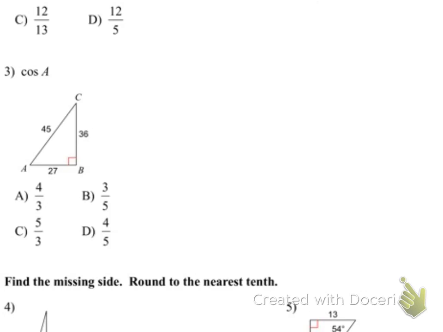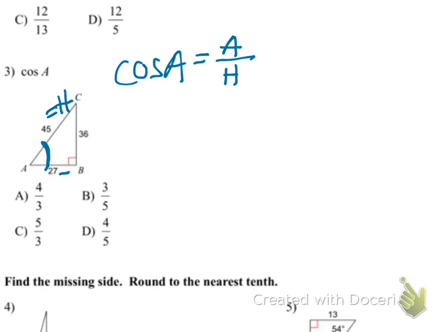Okay, same thing with number 3. Now I have cosine of A. Here's my angle A. Cosine of A equals adjacent over hypotenuse. So my adjacent side is my side next to my angle that's not my hypotenuse. Here's my hypotenuse here because it's across from the 90 degrees. So that's my hypotenuse. So this would have to be my adjacent side. And then look, this guy over here is my opposite side.